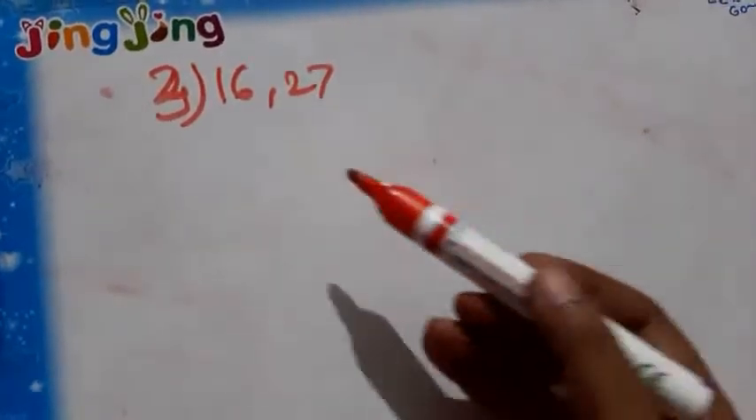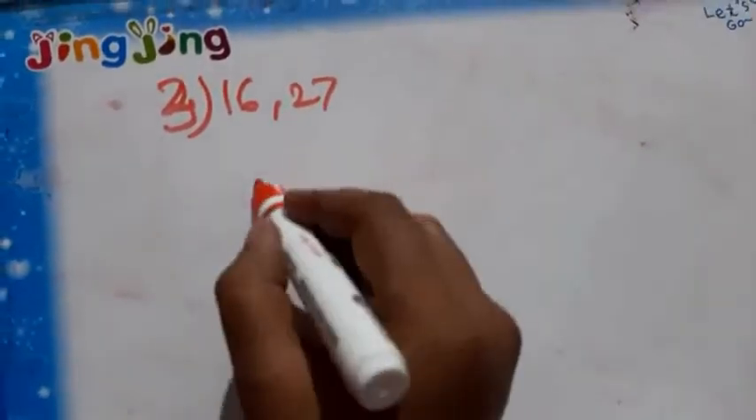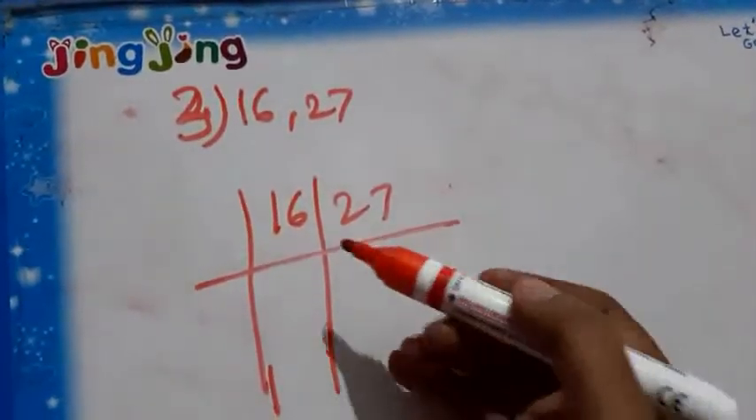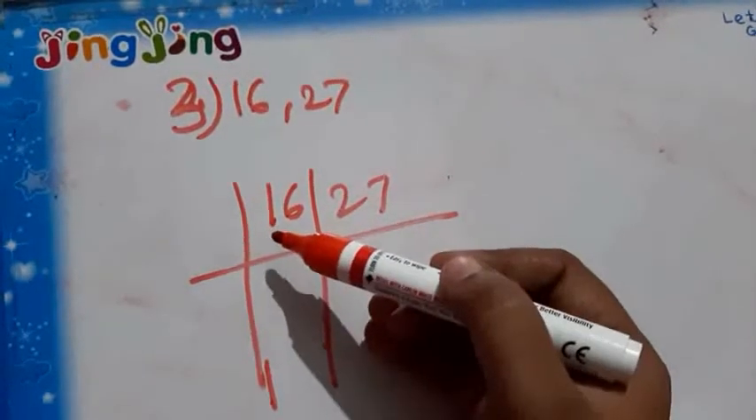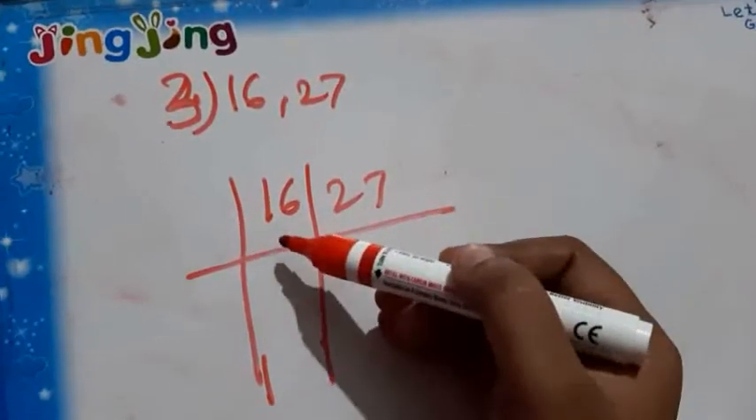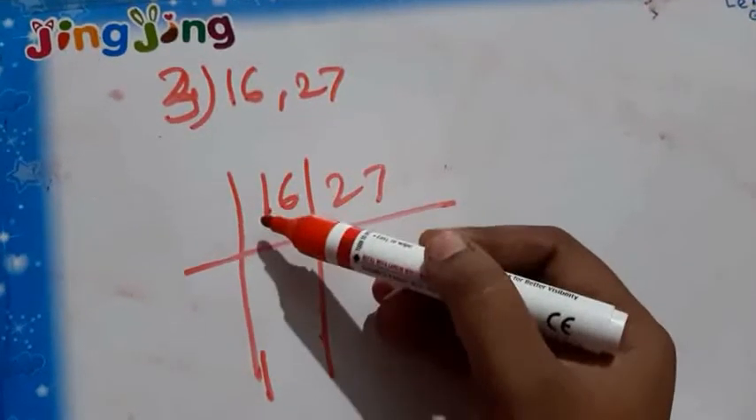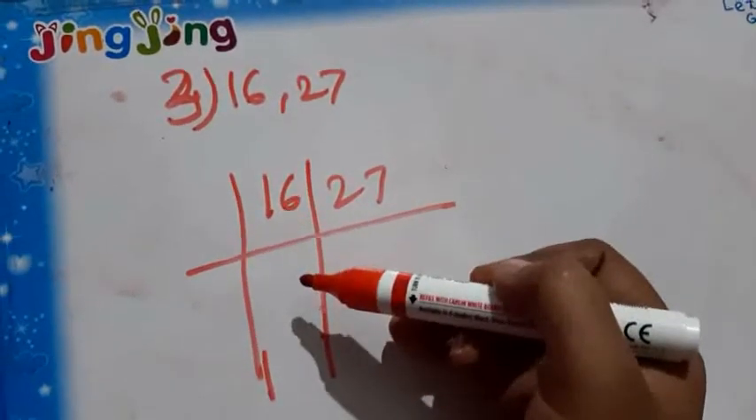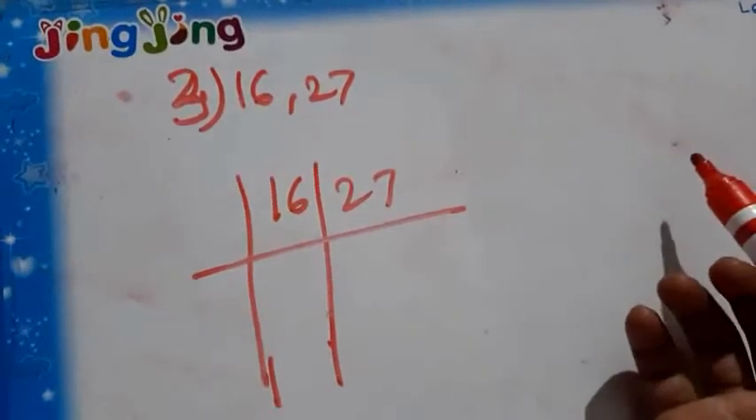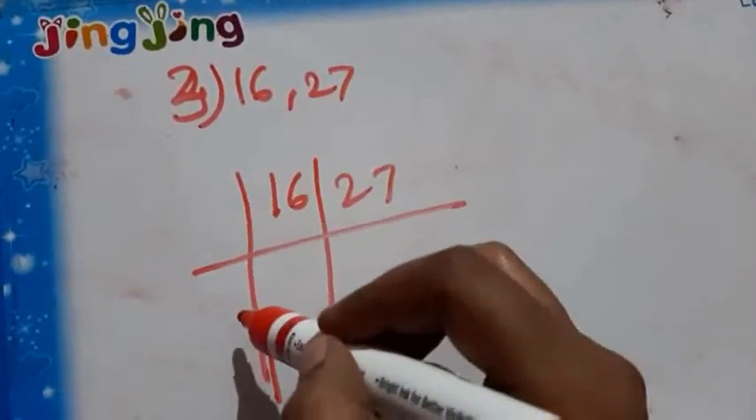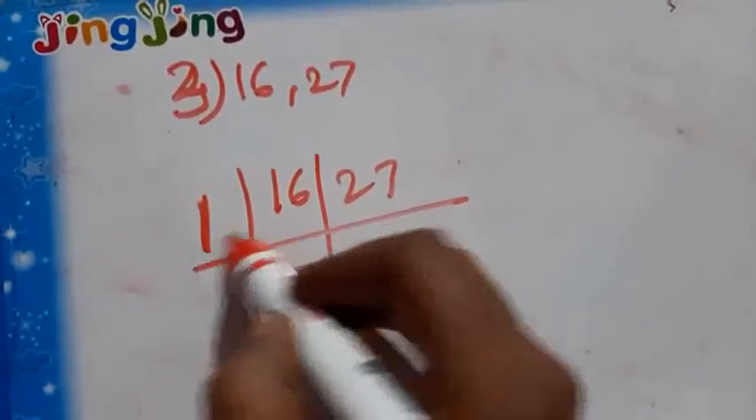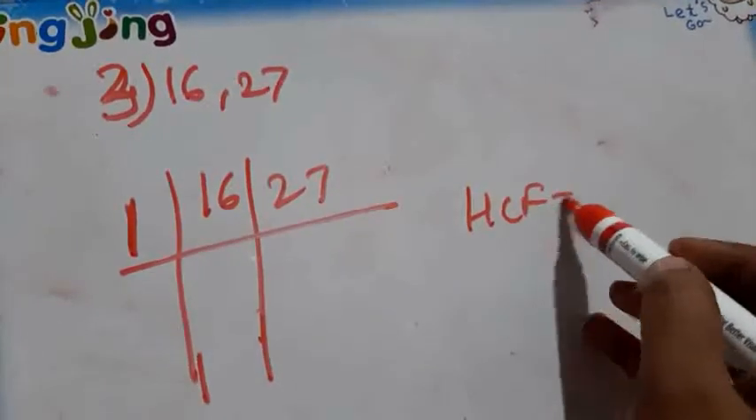Next example is 16 and 27. So write 16 and 27. Check. Start with 2. It is divisible by 2, but this is not. So with 2 we can't take. 3. This number is not divisible by 3. So 3 also we can't take. Next check for 5, 6, 7, 11. Any number is not coming common here. So here only common factor is 1. So HCF of these numbers is 1.